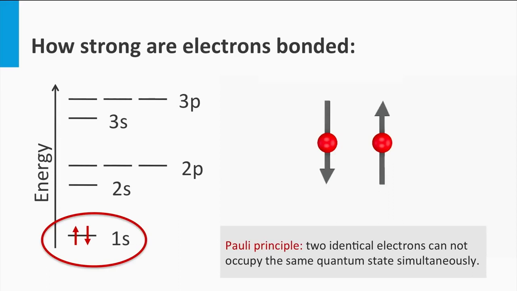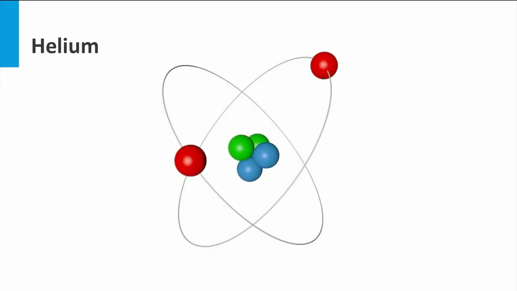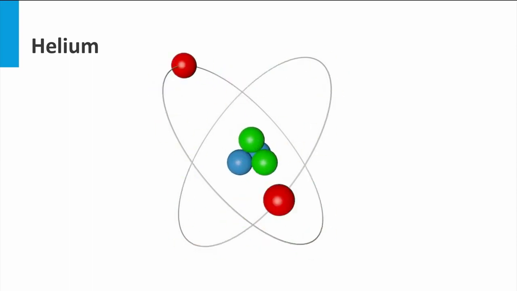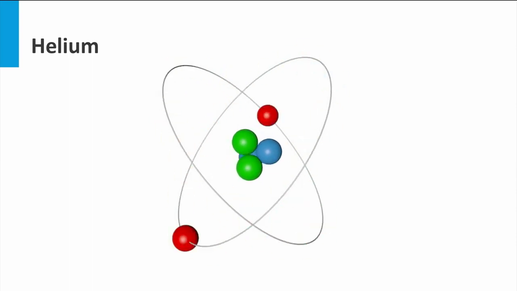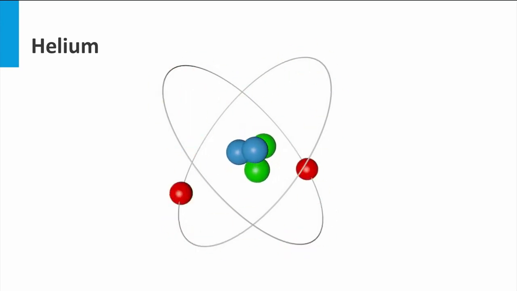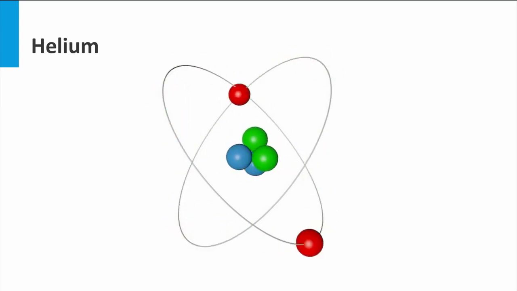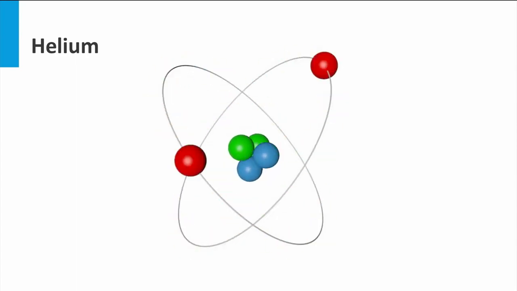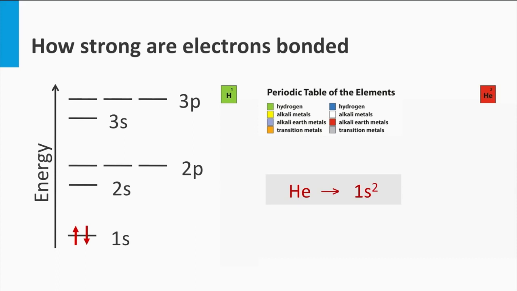Using this knowledge, let's consider the next element in the periodic system, the helium atom. In its nucleus, it has two protons and two neutrons. Since neutrons do not have a charge, the charge of the nucleus is determined by the two positively charged protons. Around the helium nucleus, two electrons are in orbit. This system has similar electronic states in the first, second and third shell as the hydrogen atom.